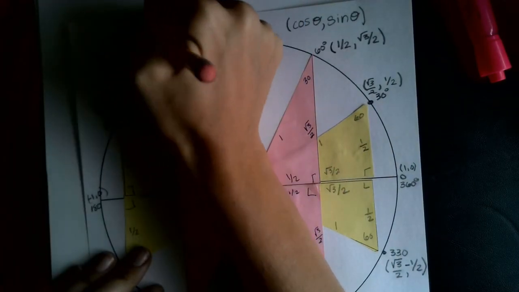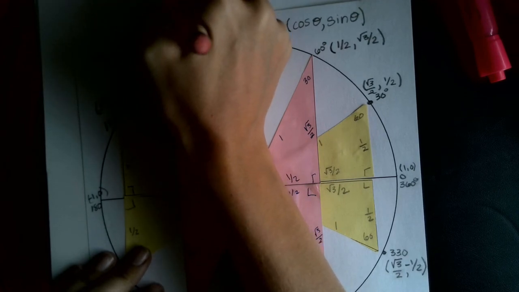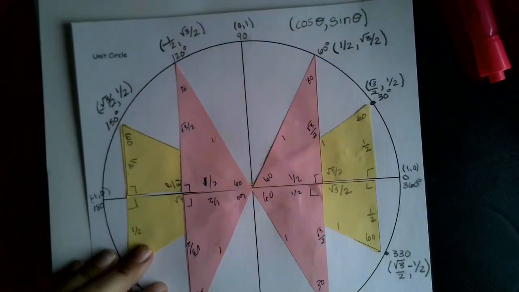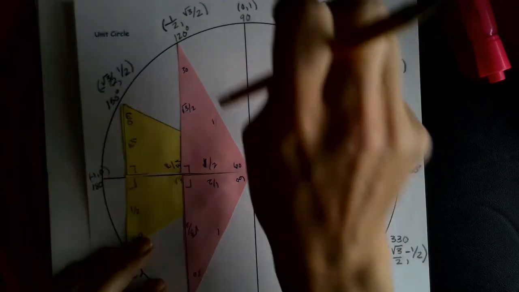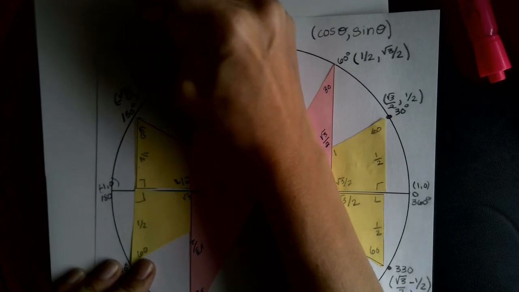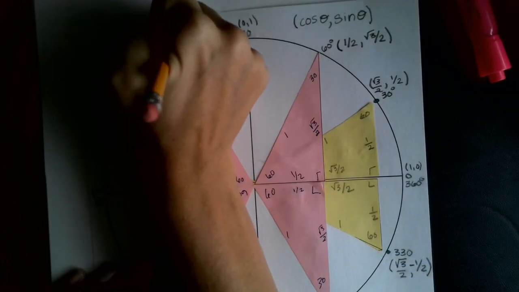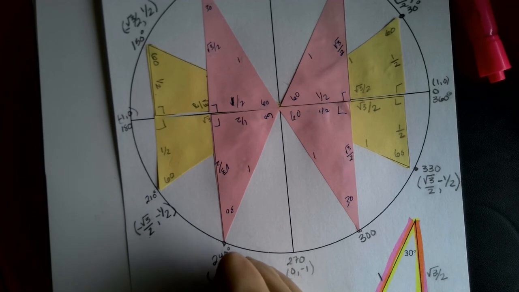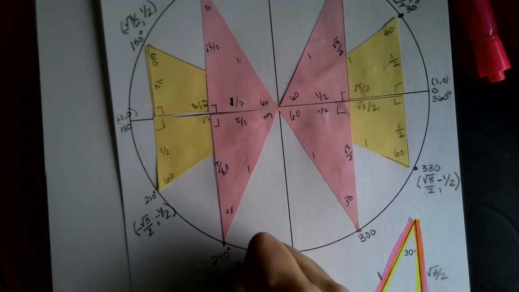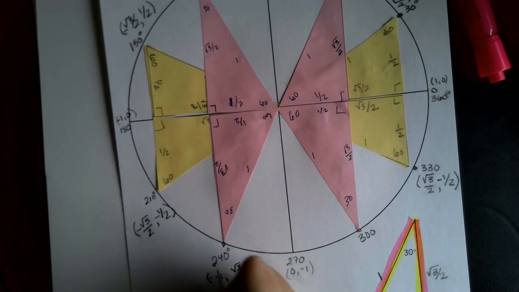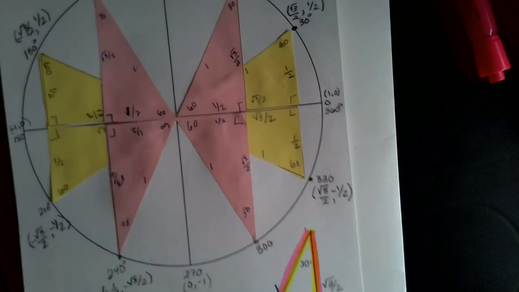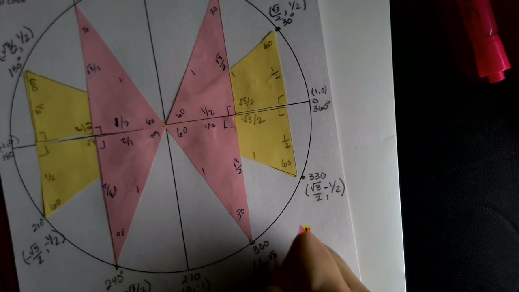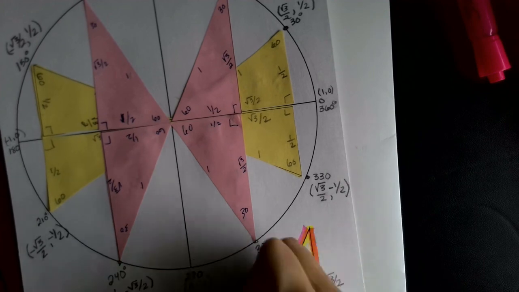So we have 1/2, comma, square root of 3 over 2, but our x value is negative in this quadrant. So it is negative 1/2. Let me make that more clear. Okay, negative 1/2. Down here, again, we have 1/2, square root of 3 over 2. In this quadrant, they both are negative. Then 1/2, square root of 3 over 2, and our y value is negative.